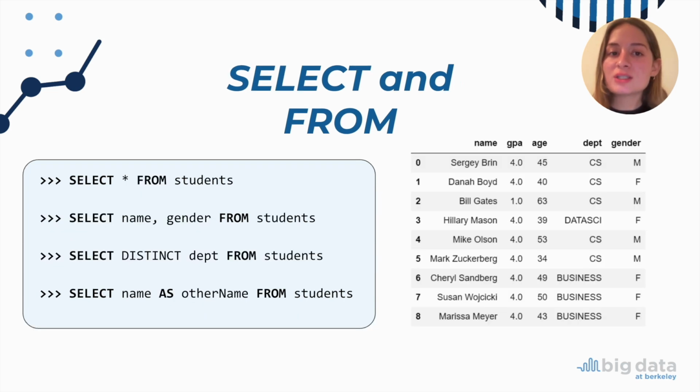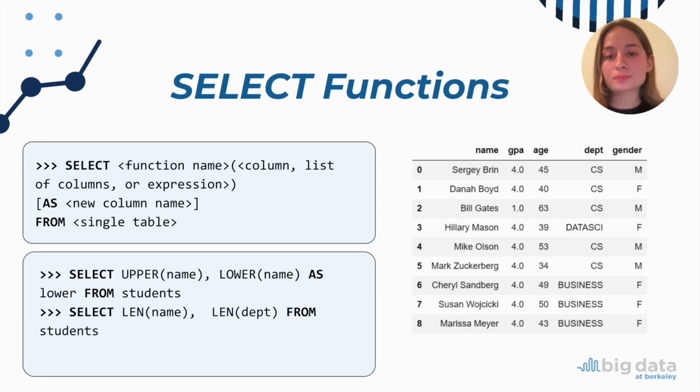If you want to change the name of a column while selecting, you can use the as command. In the 4th line of the example, the name column will be relabeled to other name. Another way you can manipulate your data during selecting is by using select functions. Select upper converts the columns to uppercase, while lower converts it to lowercase. And then the len function takes the length of all strings in the column during the selection process.